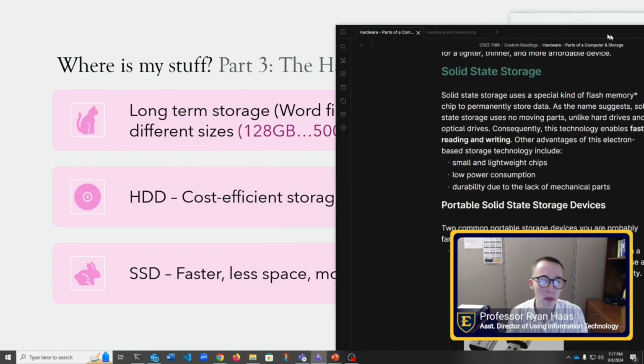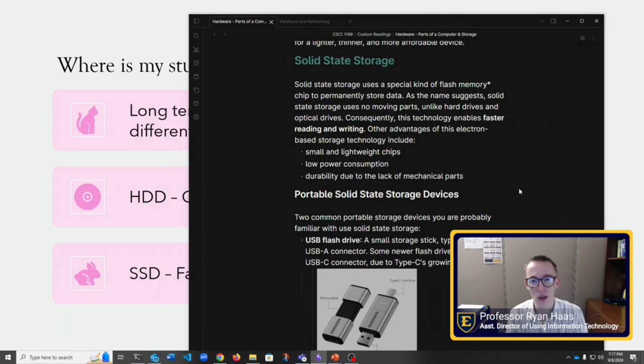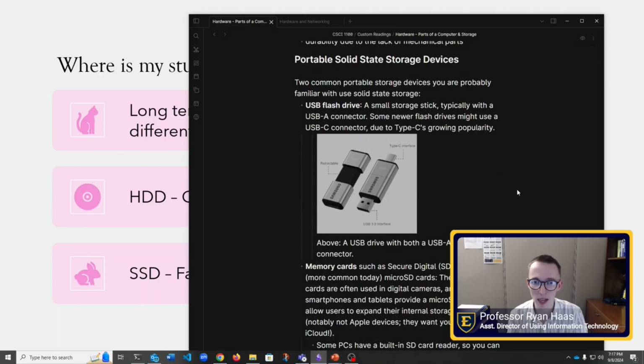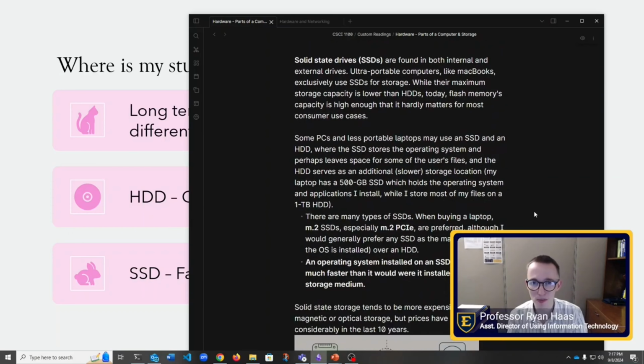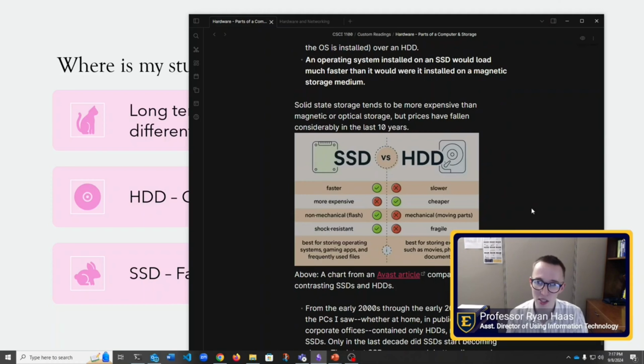So that other storage medium is the solid state drive. This actually is purely electronic or electric, so there are no moving parts. It's just using electrons. So that makes it much faster, but it is a more expensive technology. That being said, it's gotten a lot cheaper. So some of the pros and cons when we're weighing a solid state drive versus the hard disk drive. Solid state's faster. A con is it is more expensive. Pro is it's not mechanical.